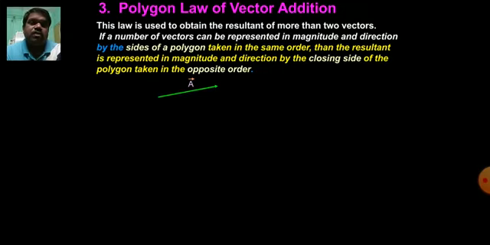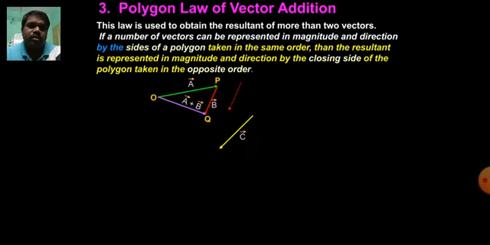Suppose this is vector A, vector B, vector C. So this is vector B placed over vector A. The resultant will be vector A plus vector B. Very good. Next, see, this is vector C. What would be the resultant? OR will be the resultant. That is vector R equals vector A plus vector B plus vector C.